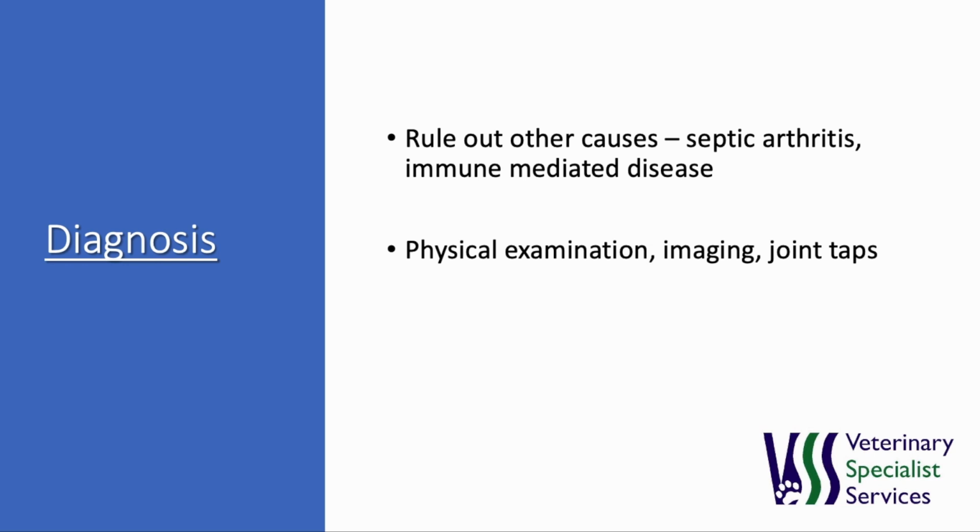There are some other conditions that can present similarly to osteoarthritis, and these include septic arthritis, immune-mediated arthritic disease, or things like intervertebral disc disease, for which the treatment can be different. So our diagnosis is generally based upon our physical examination, imaging, blood test results, and joint fluid analysis. There are many imaging techniques available, including radiography, CT, MRI, and ultrasound. But radiographs are probably the most commonly used technique, and typical radiographic changes include osteophytes or new bone formation around the joint, joint effusion, and muscle wastage.